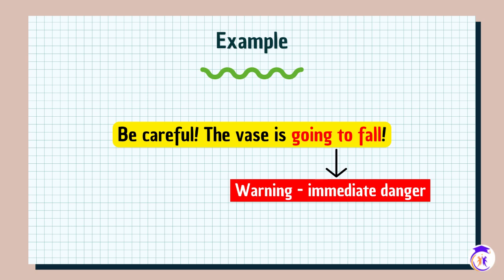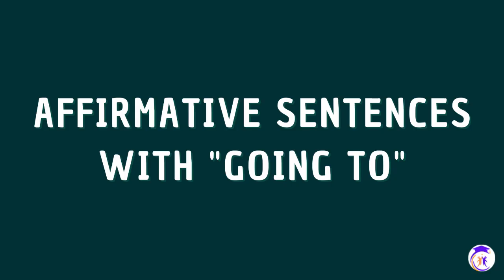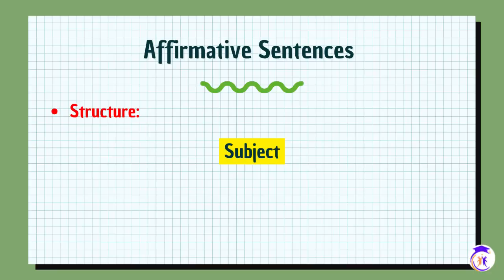In this sentence, the speaker uses going to plus verb to issue a warning about an immediate and observable danger. Let's now talk about sentence structure. Here's how to use going to plus verb to express the future in various sentence types, starting with the affirmative form. The structure for affirmative sentences using going to express the future is the following.